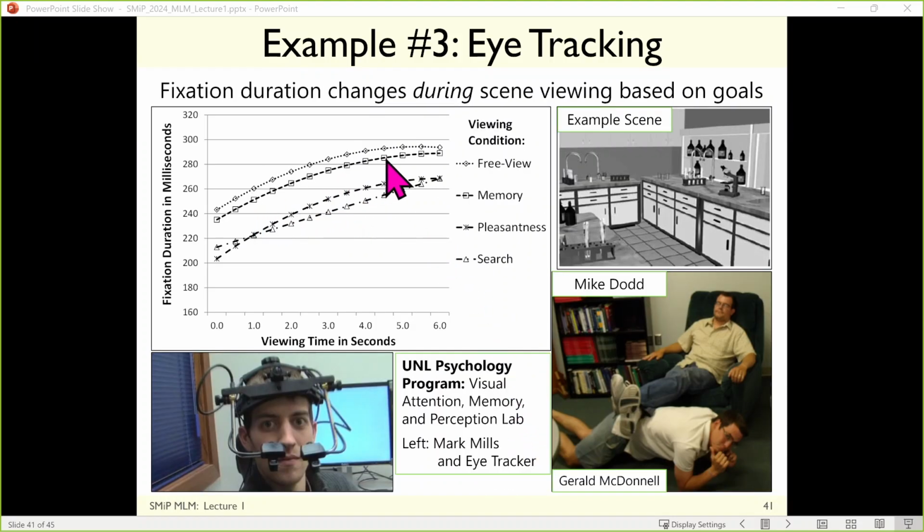Here's a picture of the predicted outcomes, but here's some more interesting pictures of where this came from. So this is an example scene. It shows a kitchen. This is the research team that was involved in the study. So Mike Dodd is the faculty member. He is laying on one of his graduate students because they thought this would be funny.